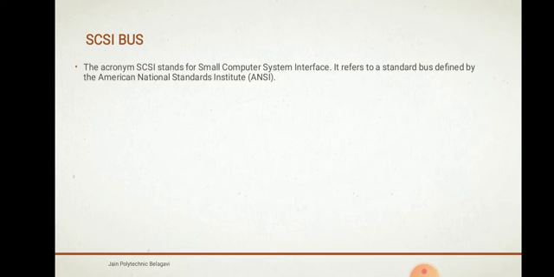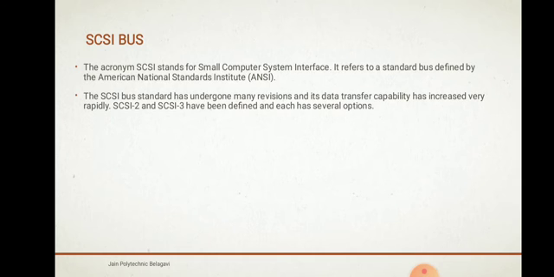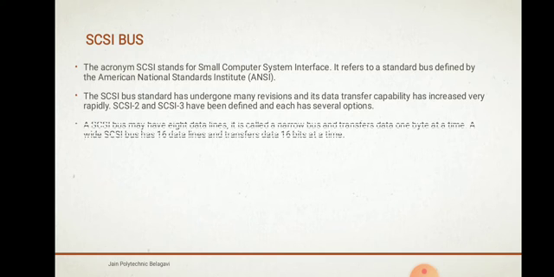The acronym SCSI stands for Small Computer System Interface. It refers to the standard bus defined by the American National Standards Institute, that is ANSI. The SCSI bus standard has undergone many revisions and its data transfer capability has been increased. As we have used various types of buses, SCSI buses have many versions. SCSI 1 and SCSI 2 have been defined and each has several options. So in this we have two versions of SCSI buses.